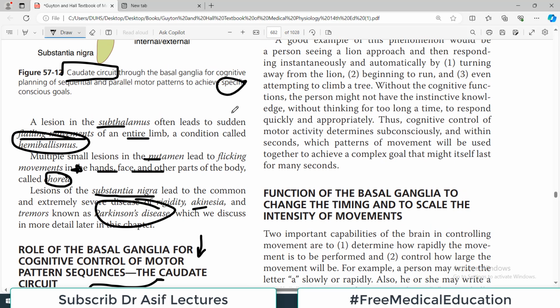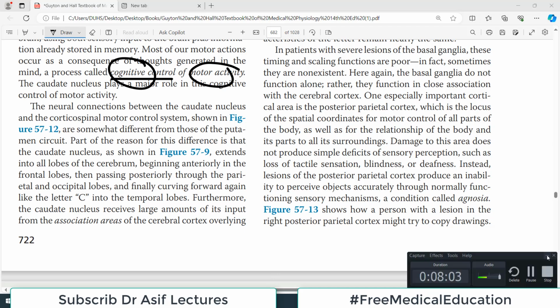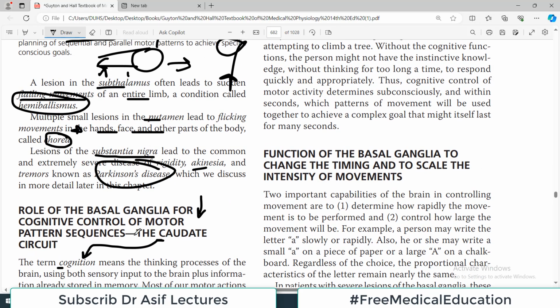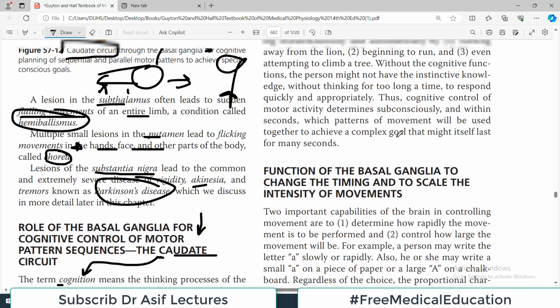So suppose, for example, you are standing here and suddenly a lion comes towards you. You should be able to think, okay, this lion is dangerous for me and I should now either be running or doing something to move so that the lion does not harm me. This cognitive control, the thinking capacity associated with motor function, that is, thinking capacity associated with movement, is by and large the job of the caudate circuit. Okay, so that's very important for you to remember.